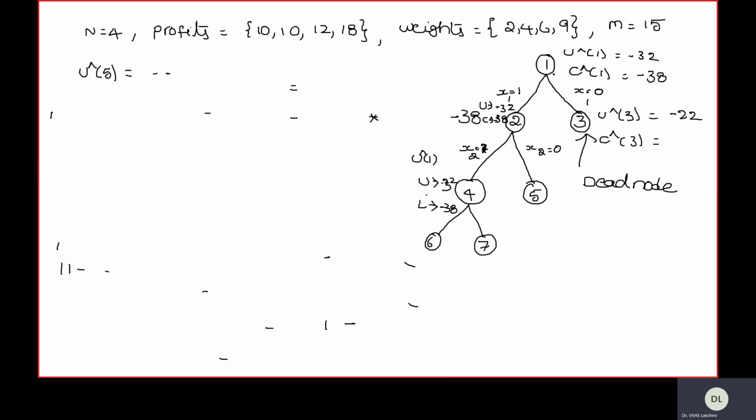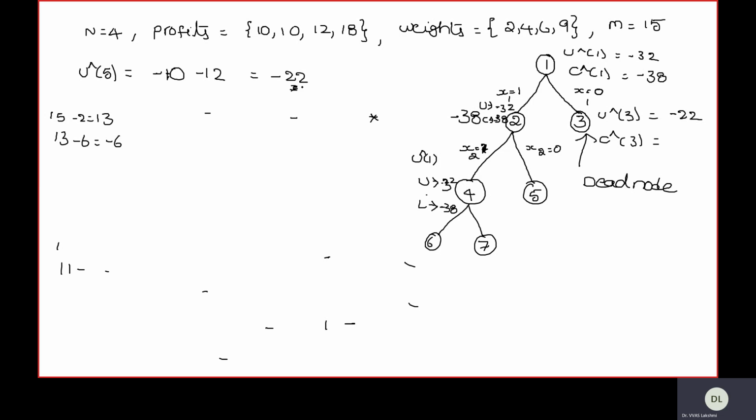This is the path. Here the first item should be included and the second item should not be included. That's why the first item profit is minus 10 and the capacity of the bag becomes 13. So here the second item we are not going to place. Why? Because the second item is 0. So that's why directly we will move to the third item. So minus 12 we will earn as profit. So the capacity of the bag becomes minus 6. That's why the third item we will not place.